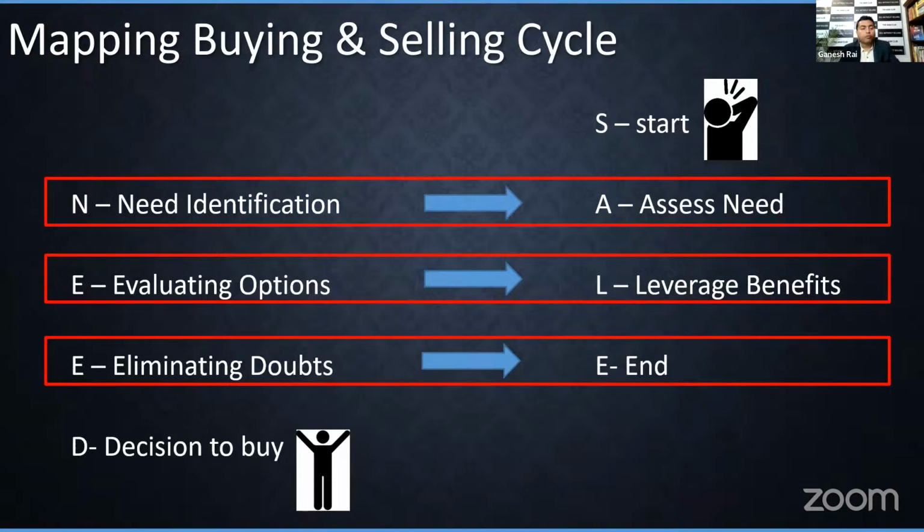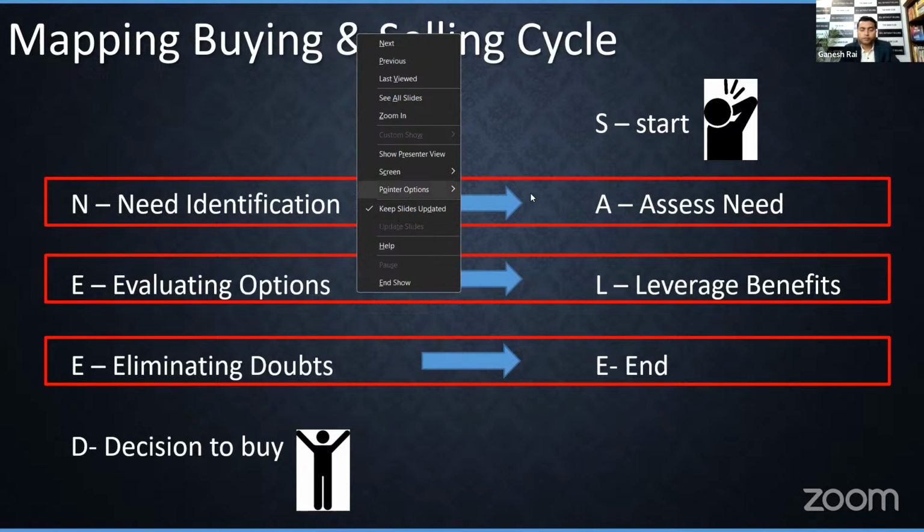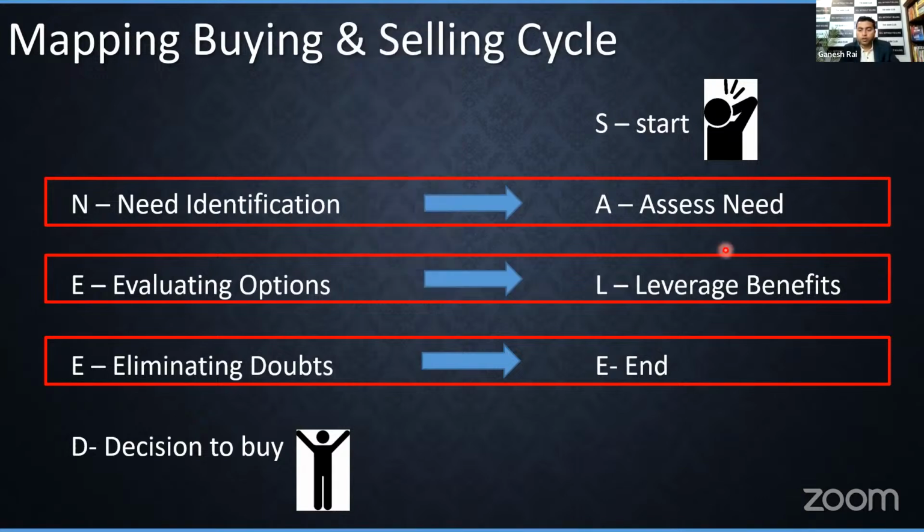At the beginning, we identify the need, then we assess their need, then we evaluate their options, multiple options, and then we also discuss how you can leverage the benefits. Give me 1 minute. This will help you understand what kind of options they have, and then you leverage the benefit, eliminate all their doubts, and then this process gets to the end, and your buyer is going to make the decision to buy the thing.